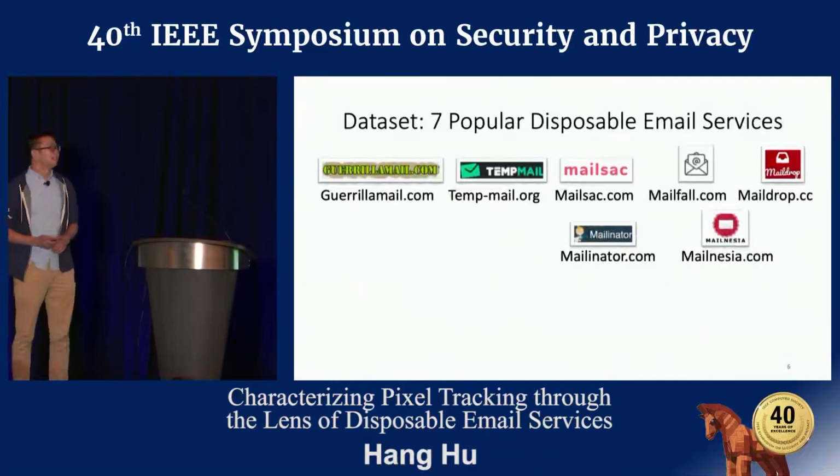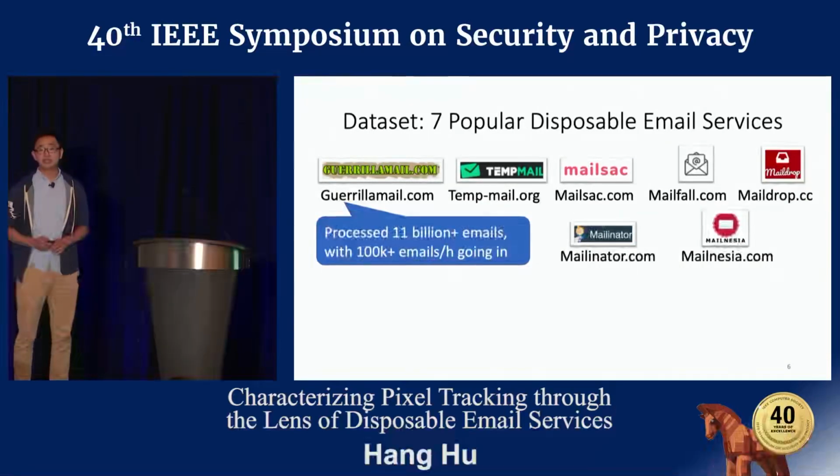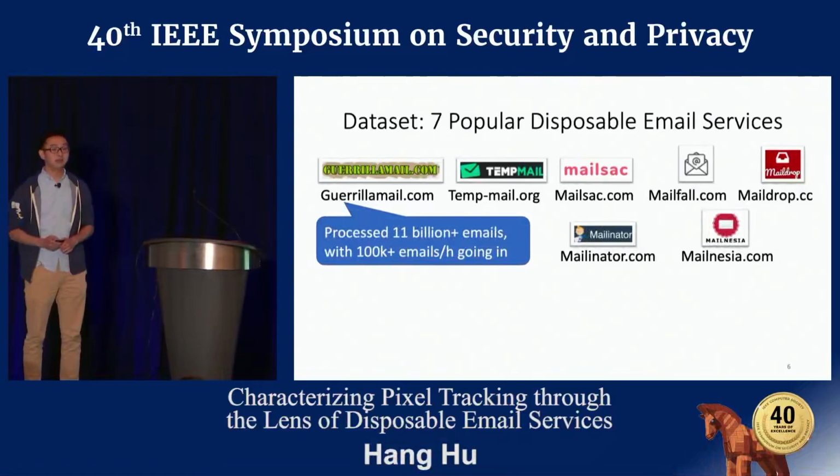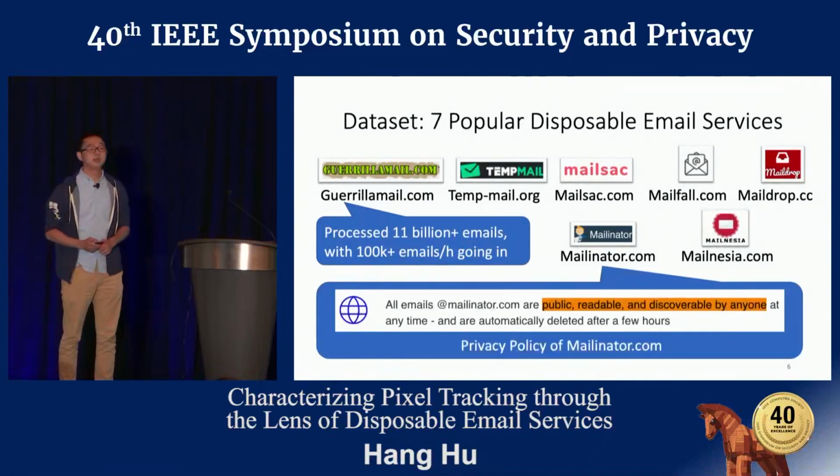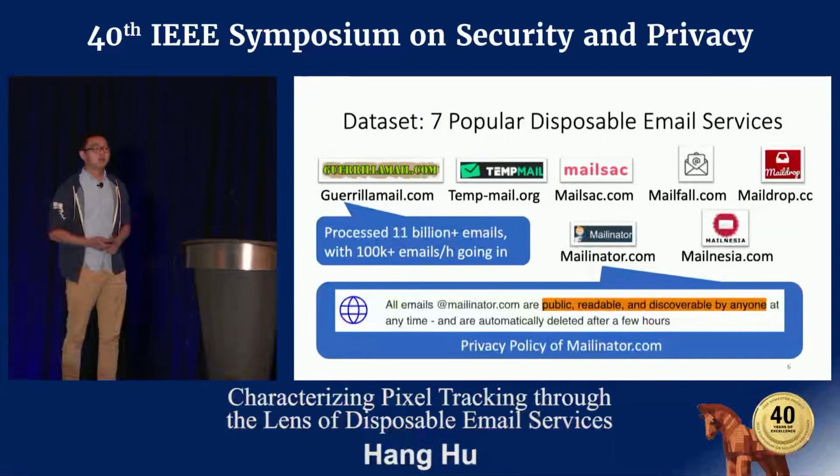We chose these 7 disposable email services. They are highly popular. According to GorillaMail.com, it has processed more than 11 billion messages with more than 100,000 emails per hour going in. According to MailDeleter's privacy policy, all the emails on MailDeleter.com are public, readable, and discoverable by anyone at any time.